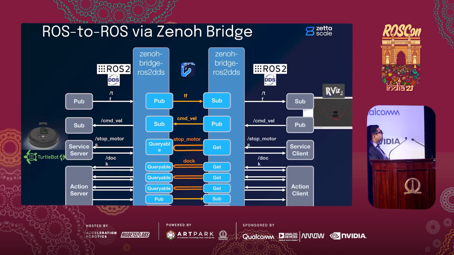At the client side you can see we have the bridge. For sending the request and receiving the response, we introduce get. In Zenoh we have the notion of get, which is responsible for sending the request and receiving the response.